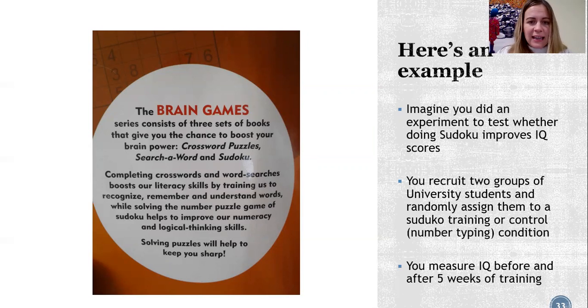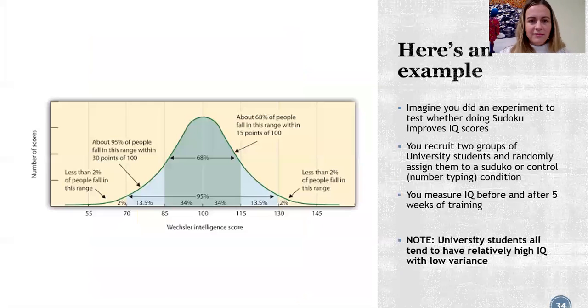So you start a study here at Brock and you recruit 2 groups of university students, and we're going to randomly assign them to either getting Sudoku training or they're going to have some control condition. Let's say we got them just to type numbers on a computer screen. So they're still working with numbers, but they're just not learning how to study the relationship among numbers. And we're going to measure their IQ before the training and after the training, and we're going to see if there is a difference between groups after the training.